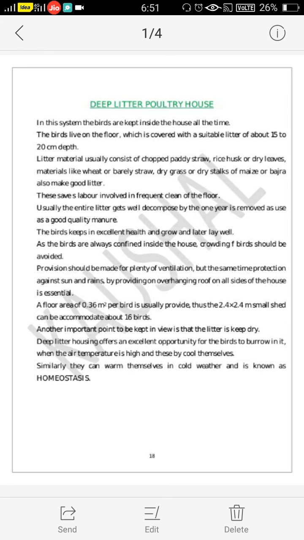The deep litter housing offers an excellent opportunity for the birds to burrow in it when the air temperature is high, and they thereby cool themselves. Similarly, they can warm themselves in cold weather, and this is known as homeostasis.